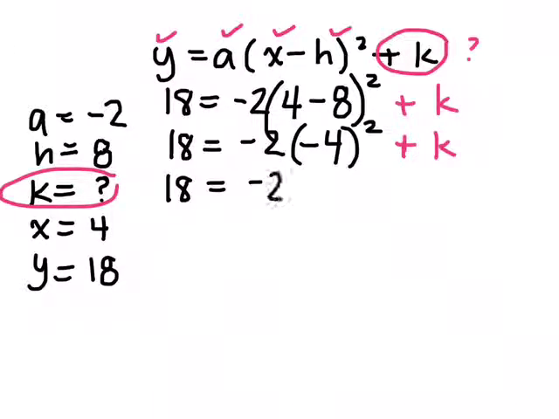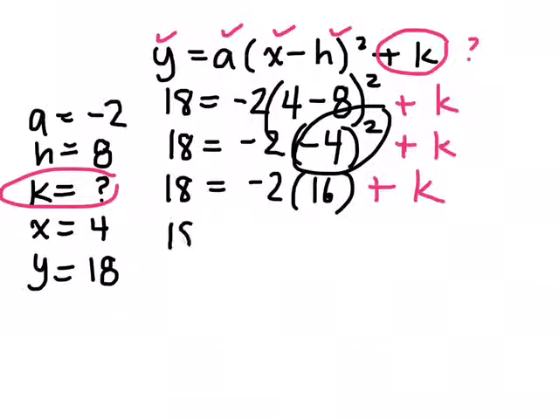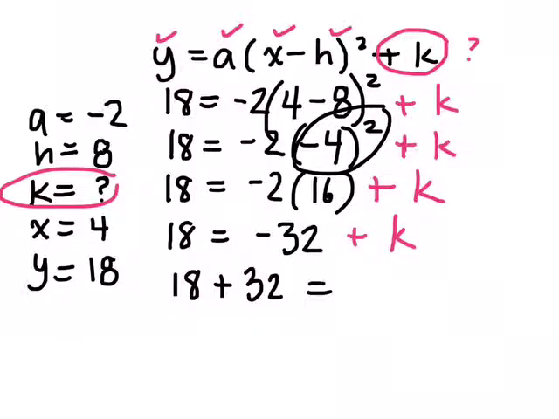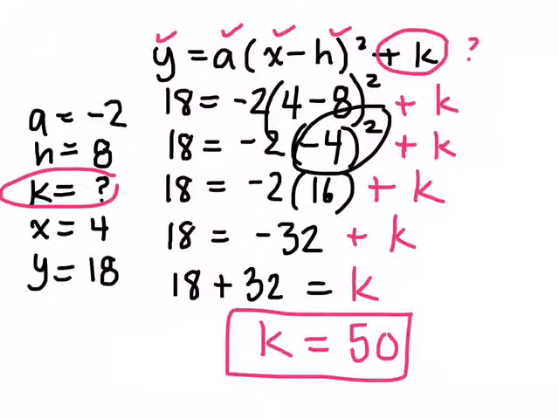18 equals -2. What's -4 squared? 16. Good. Plus k. Now what? Now we're going to do negative 2 times 16, good, equals negative 32 plus k. And the final step, Miriam? Bring the negative 32 to the other side, it becomes 50 equals k. So what is k equal to? 50. Excellent. Now we know k.